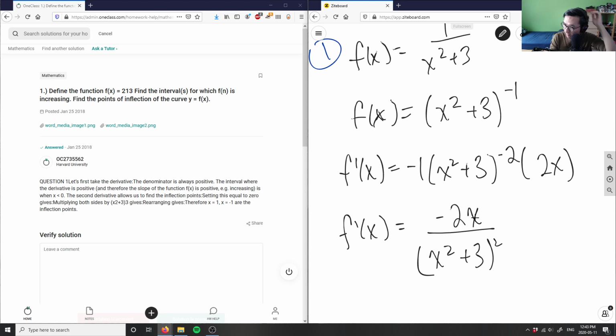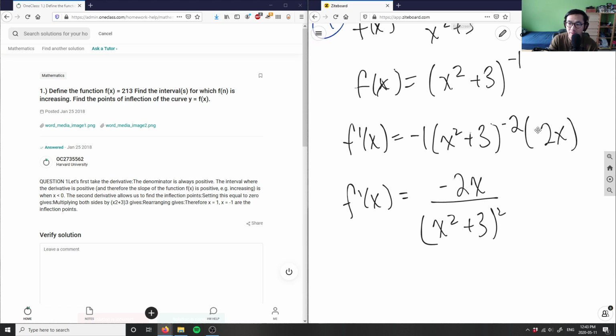So this here is the derivative of this function, which is great. And then I want to find the intervals for which f of x is increasing, right? So as you can see here, it says the denominator is always positive, and that's correct, right? The denominator here is always positive. That's good. And what it's saying here is, therefore, the slope of the function f of x is positive, increasing, when x here is less than 0, right? So this here is correct.